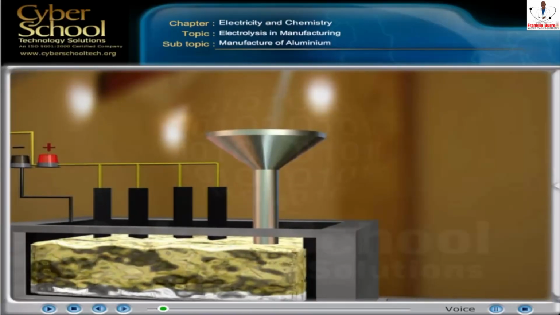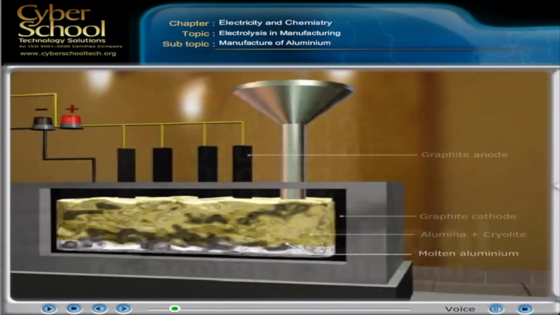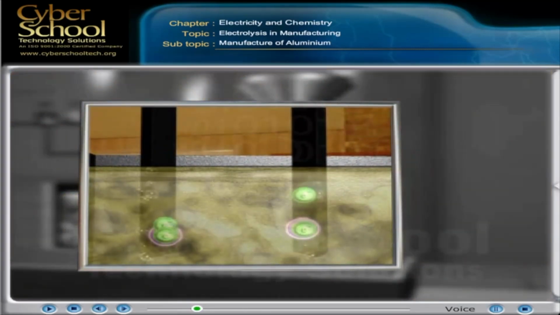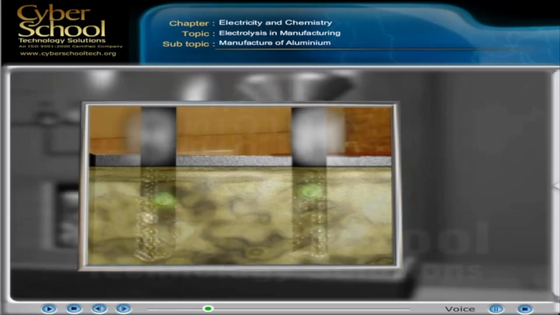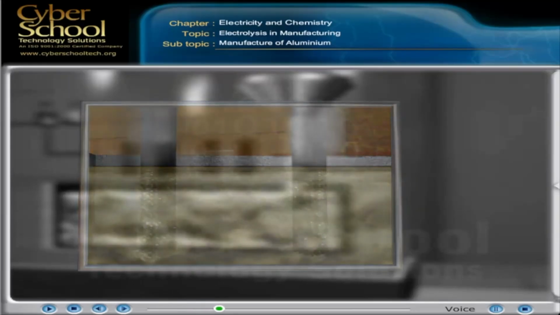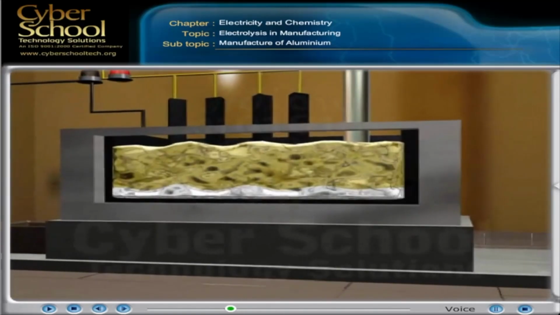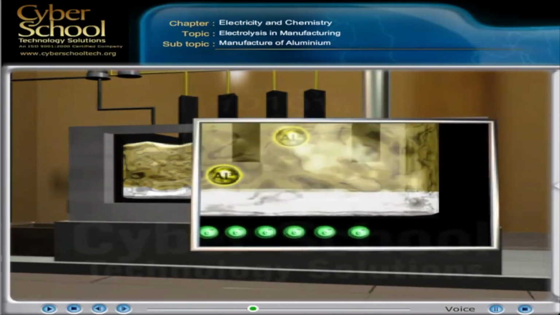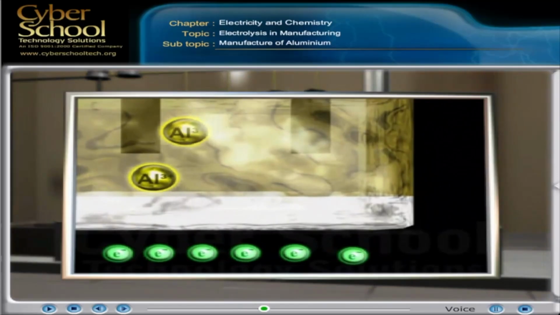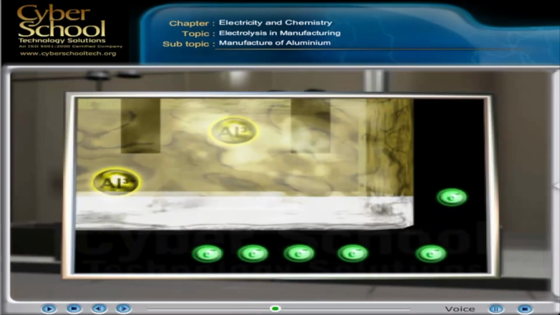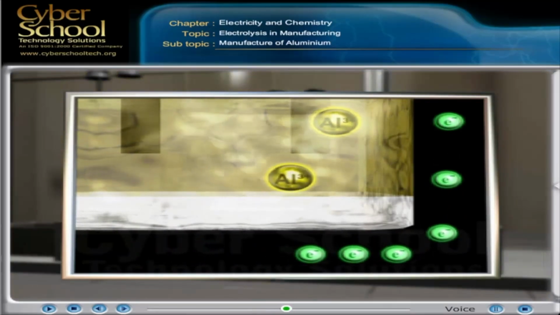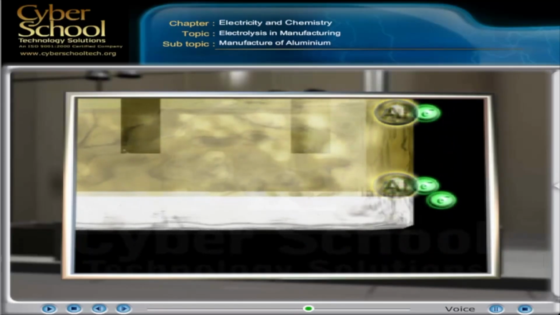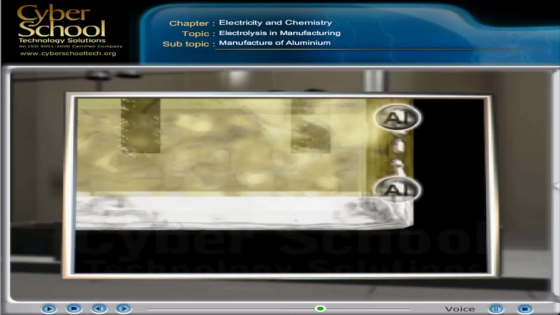A graphic illustration of the extraction of aluminium is shown. A mixture of powdered alumina, cryolite and fluorspar is carried by a conveyor belt and charged in the electrolytic vessel. Carbon rods act as the anode, and the thick graphite-lined vessel acts as the cathode. Cryolite and fluorspar are used to lower the melting temperature and increase conductivity. A temperature of 900 degrees Celsius is maintained inside the electrolytic vessel.